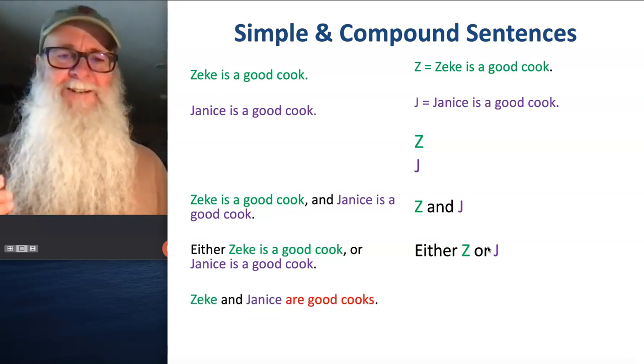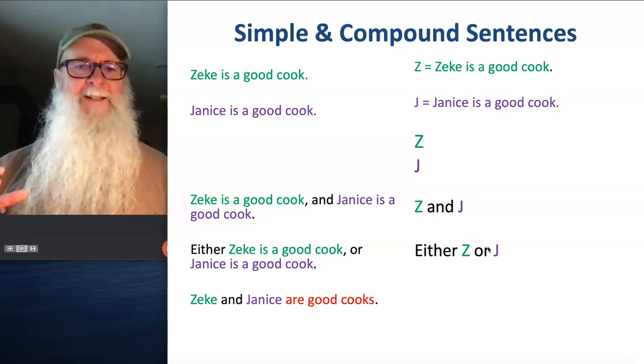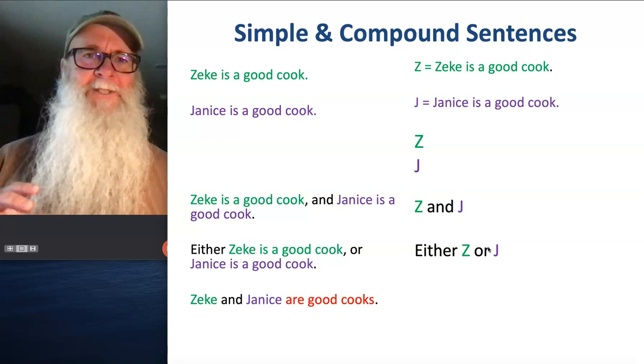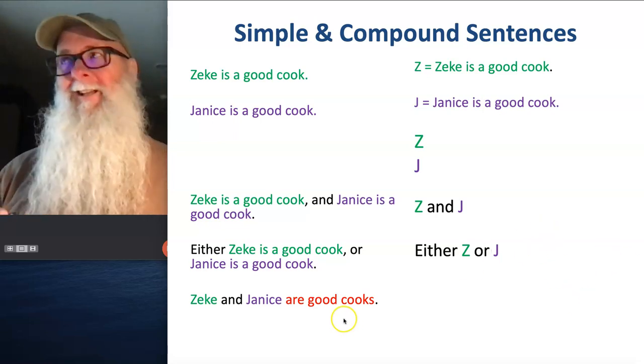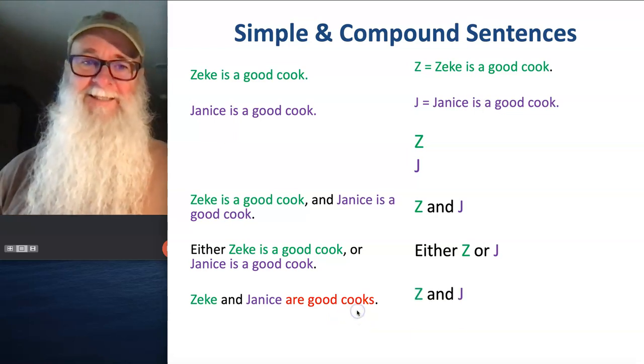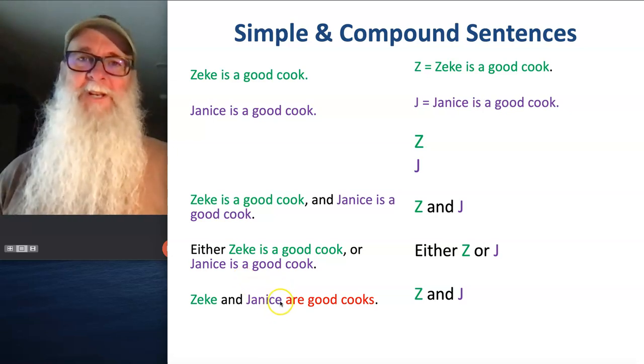Now look at a statement like this. Zeke and Janice are good cooks. And this kind of a statement is deceptive because it looks like this is just one simple statement. But in actuality, when we say Zeke and Janice are good cooks, we're really saying two different things. We're saying Z and J, just like we said it up here. We just worded it a little differently.